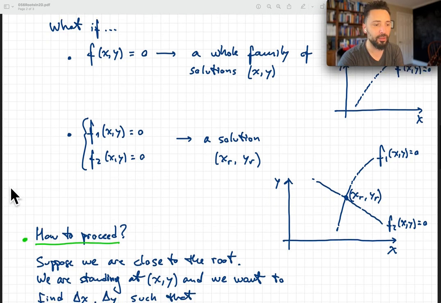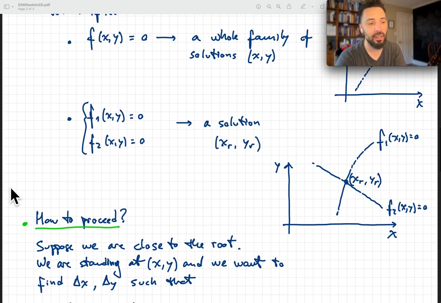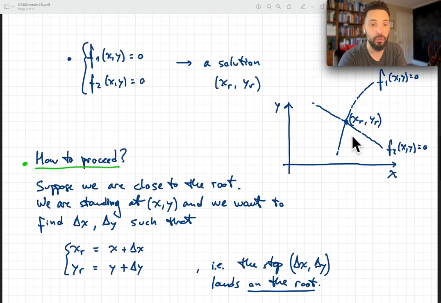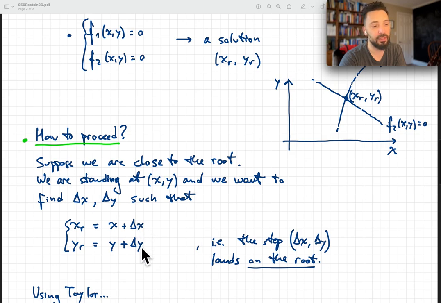Now, how do we proceed in this case? Let's establish some of the math, and then we'll find what the algorithm would look like. So suppose we're close to the root somewhere in this neighborhood, and we're standing at a point x, y, and we want to find delta x, delta y, such that when we add that correction delta x and delta y to x and y, we land exactly on the root.